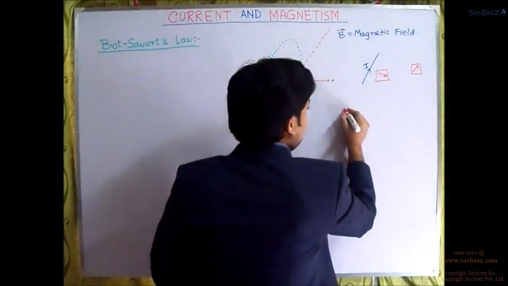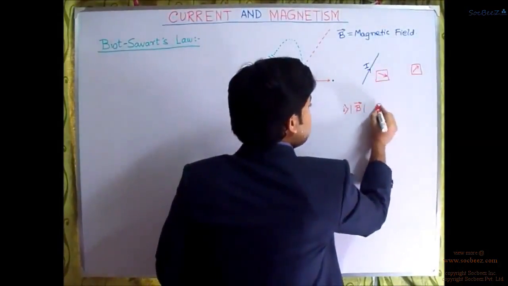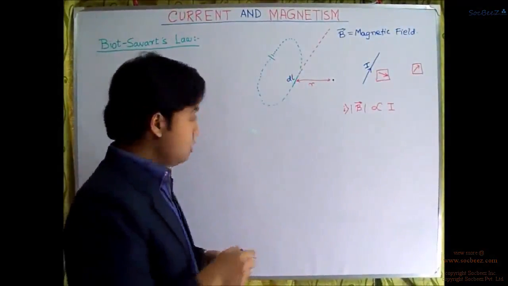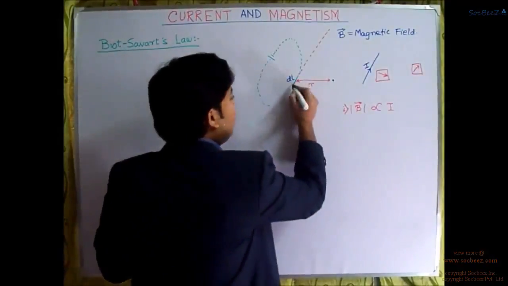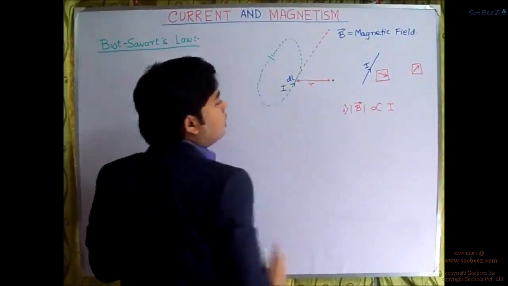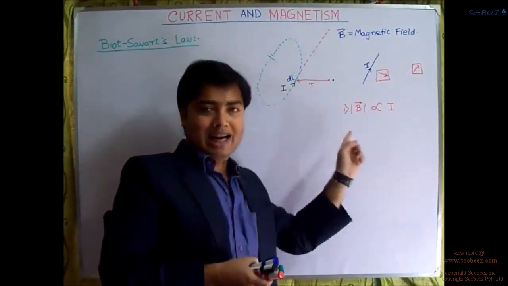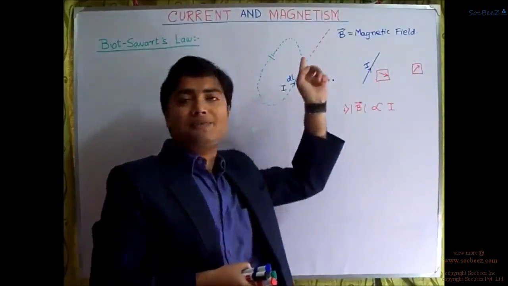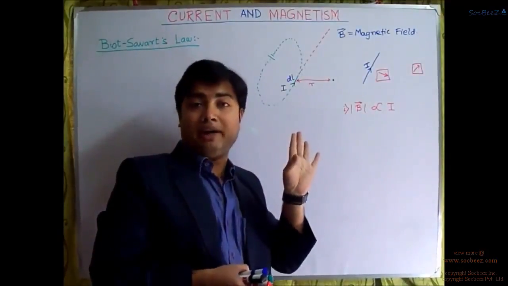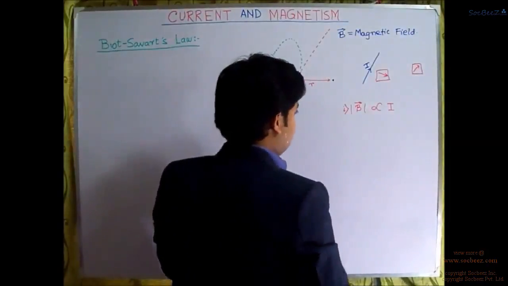It states first of all that the magnitude of this is directly proportional to the current that is flowing through dl, which means that the current is flowing through dl in this direction, and this will be I. So the magnitude of this magnetic field will be directly proportional to the amount of current flowing, which means the amount of charge flowing per unit time, right?